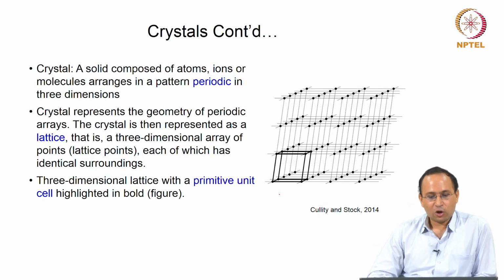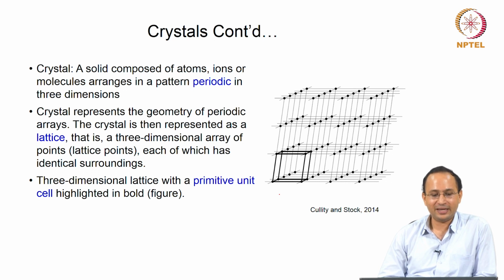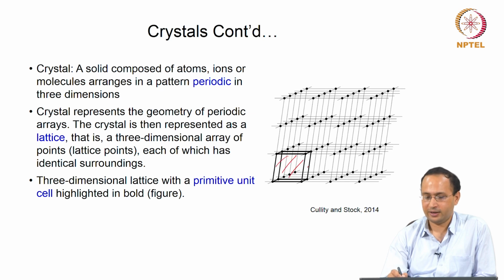A crystal is a solid composed of atoms, ions or molecules arranged in a pattern periodic in 3 dimensions. Clear? From this picture you can see there is a periodicity. A crystal represents the geometry of periodic arrays. The crystal is then represented as a lattice, a 3-dimensional array of points, each of which has identical surroundings. Here you can see this is the lattice, it has identical surroundings, and this is the thing which gets repeated. This is a 3-dimensional lattice with a primitive unit cell highlighted in bold.